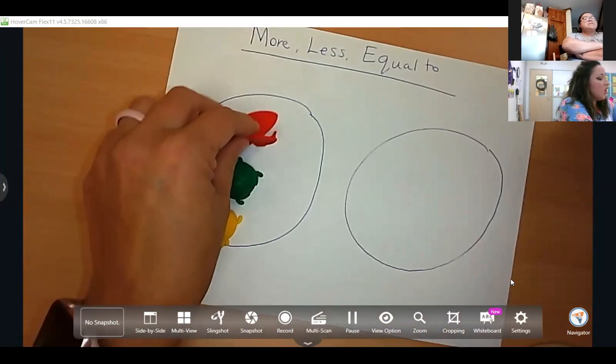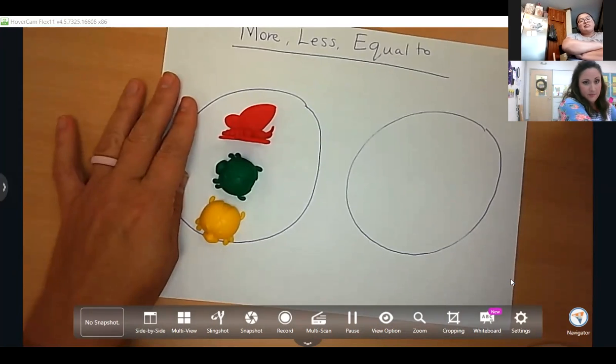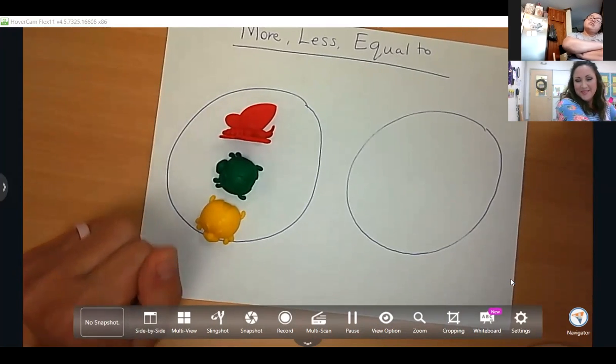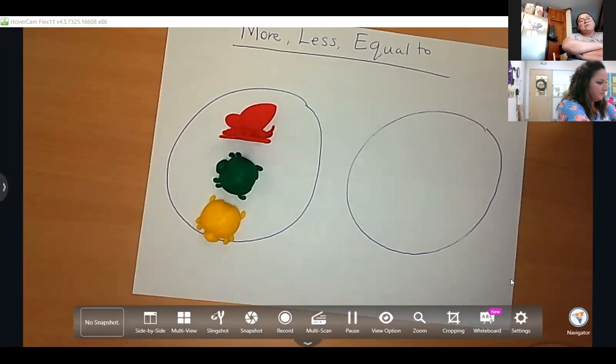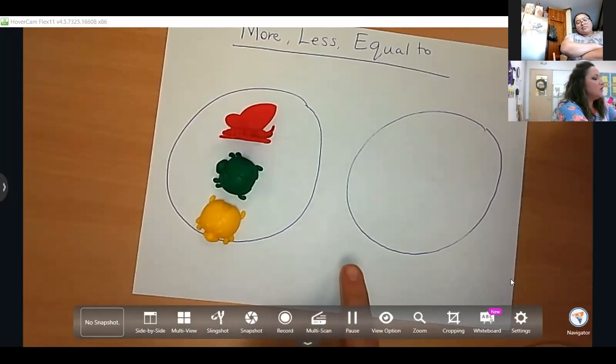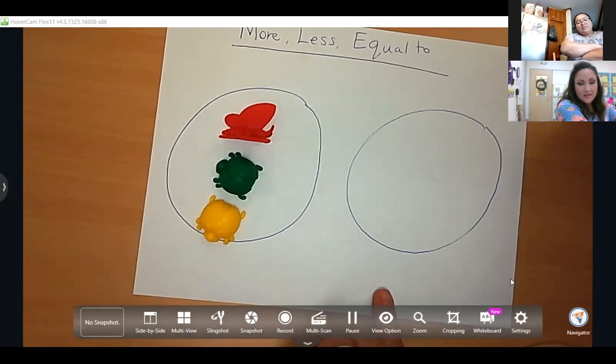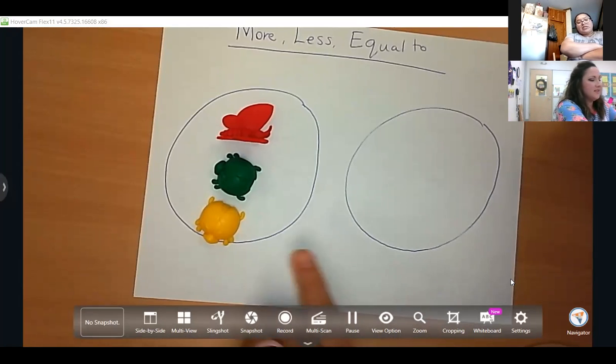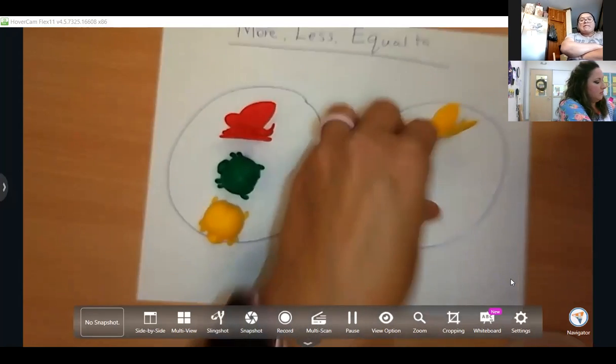You might say, and this is hard, equal is hard for them. So you want to make sure you exchange the word equal for the same as. So show me a group or a set, you could use the word set, show me a set that is equal to.